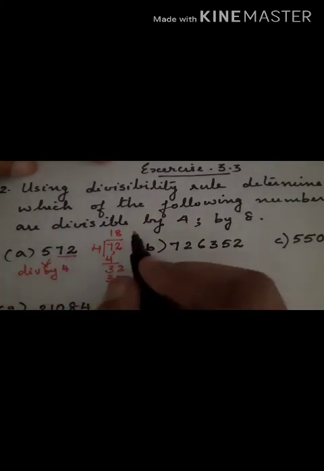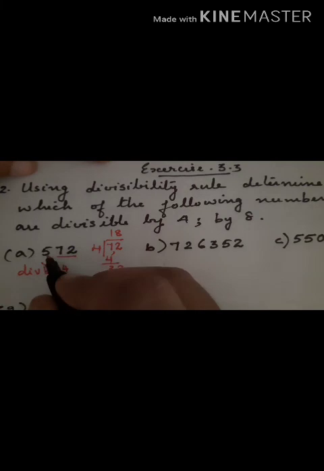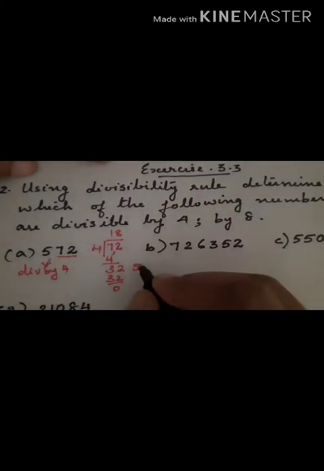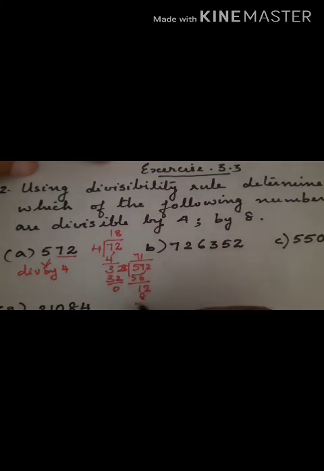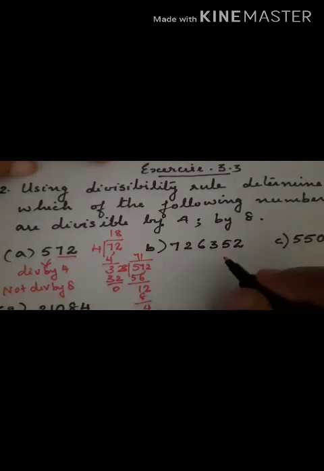Now what about 8? For 8 you have to take the last 3 digits, that is 572. Just divide it and find 572 divided by 8. 57, 7 times 8 is 56, remainder 1. So 12, 1 times 8, remainder 4. So it is not divisible by 8. Now take the next one.